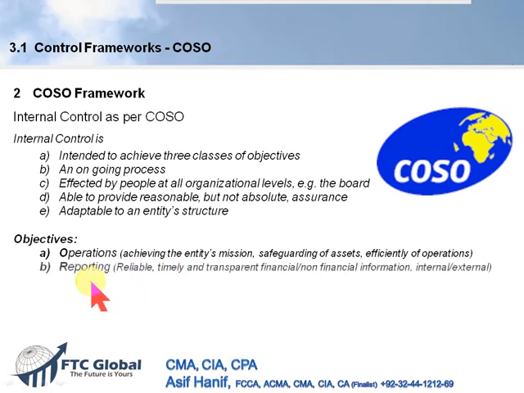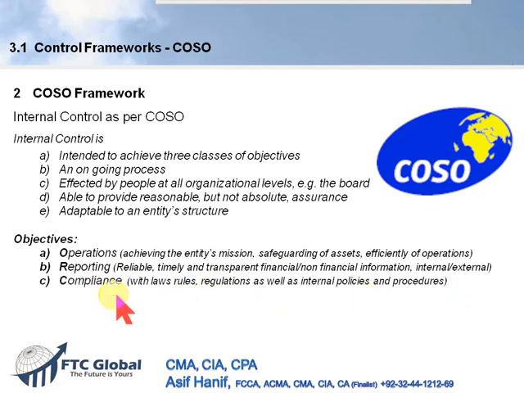Second objective is reporting. The financial or non-financial information generated must be reliable, since decisions are to be made on it, and must be timely and transparent. So this information can be financial, non-financial, internal or external. This is the second objective. Third is that there are various laws that affect the business. So complying with those laws, regulations, contracts, as well as the internal policies of the business. So compliance with laws, rules, regulations, and internal policies is all covered in this objective. So there are 3 types of objectives that can be memorized by ORC: operations, reporting objectives, and compliance.